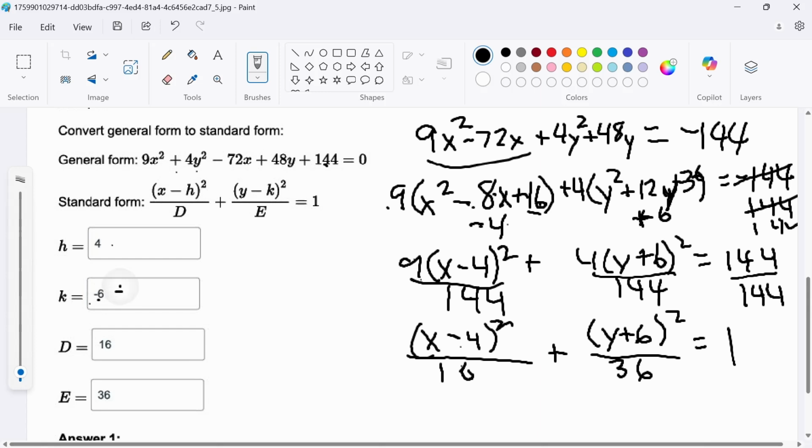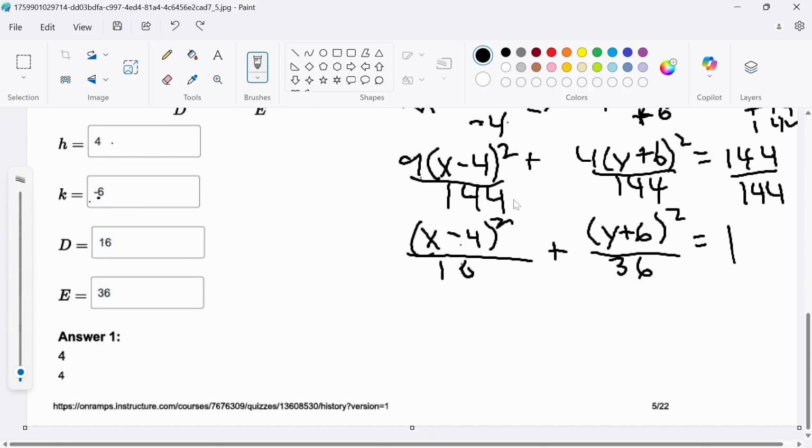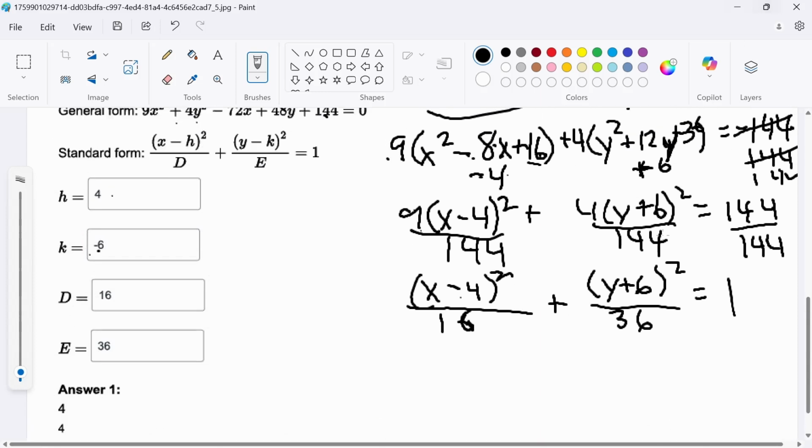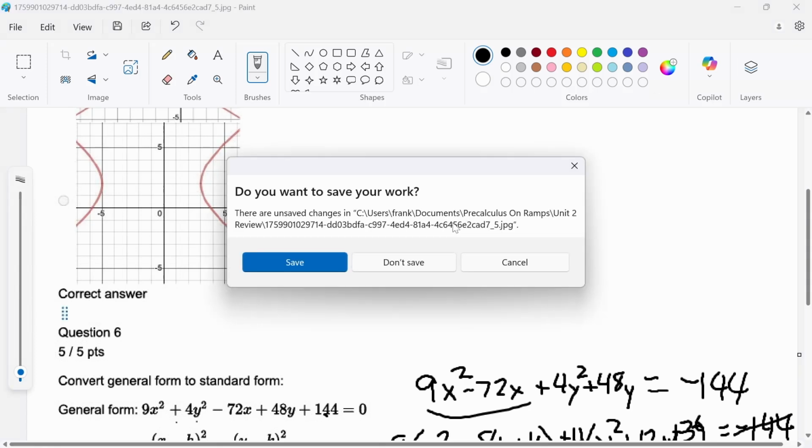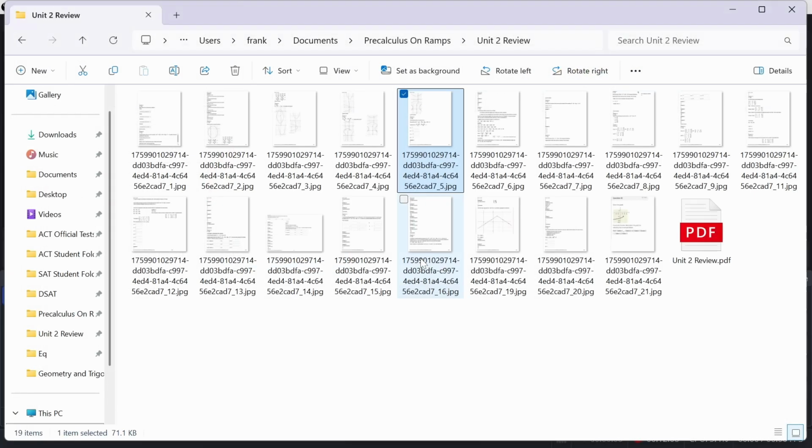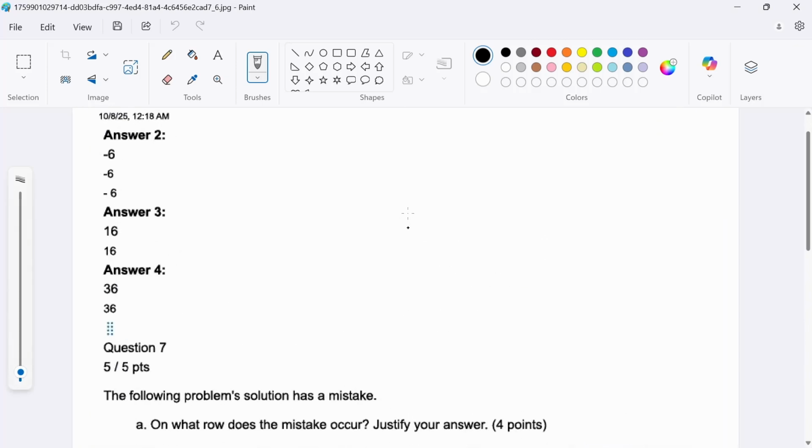Y minus negative 6. Let me get rid of that mark so it doesn't confuse people. Y minus negative 6 is y plus 6. D is 16. That's the number under the x minus 4 squared, and E is 36. So that's question 6. We'll get there. We're going to get to 20. Believe me, we'll get there.